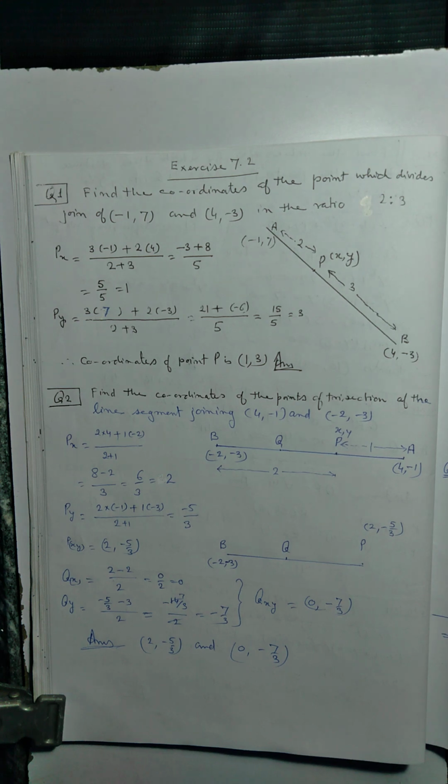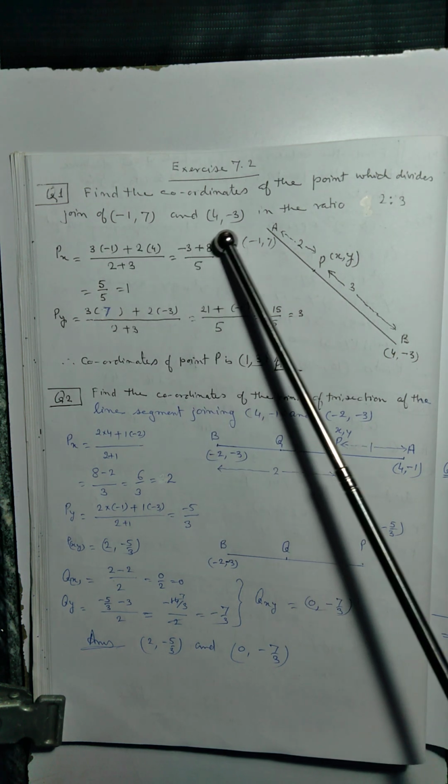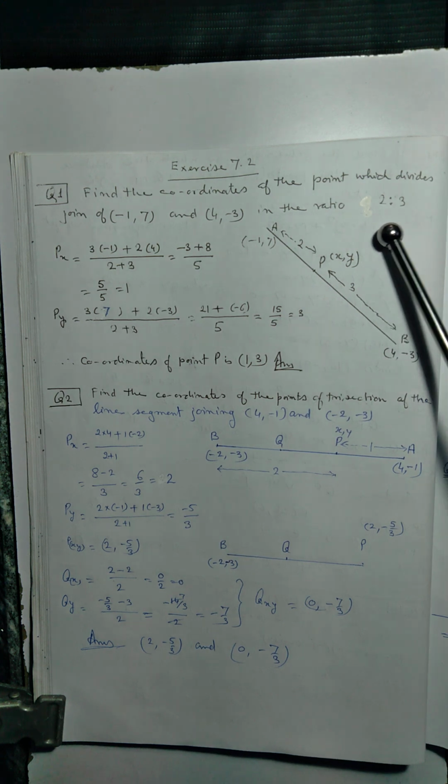Let us start CBSE Mathematics Class 10th, Exercise 7.2, Chapter 7. You see question number 1: find the coordinates of the point which divides the join of (-1, 7) and (4, -3) in the ratio 2:3.